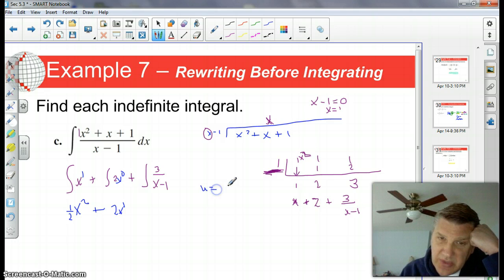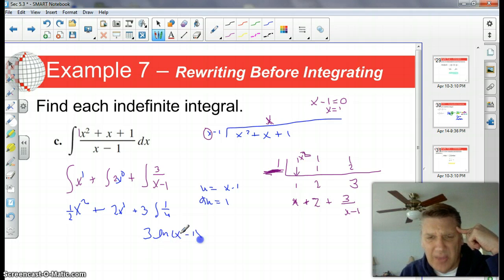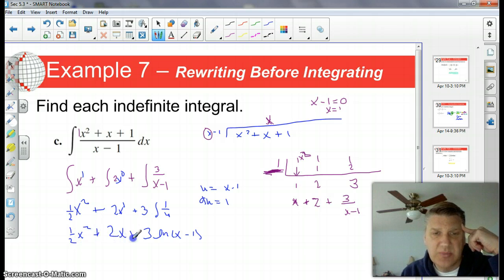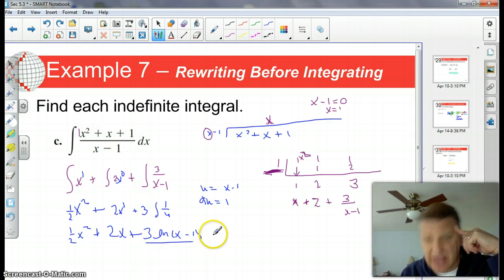If I let u equal x minus 1, then du equals just 1. Well, I don't need the 3. I'll pull the 3 out front. It becomes 3, the integral of 1 over u, which you see is another log property. This is the ln of u, but instead of writing u, we'll write x minus 1, putting it back in terms of x. So the final answer, 1 half x squared plus 2x plus all of this 3 ln x minus 1, and we don't forget about our constant.